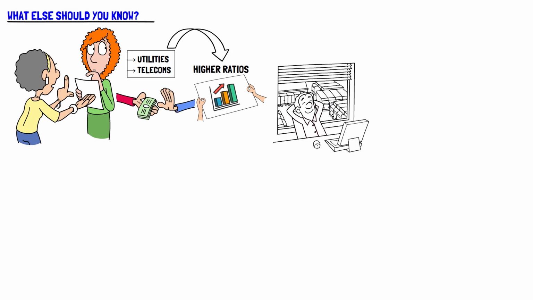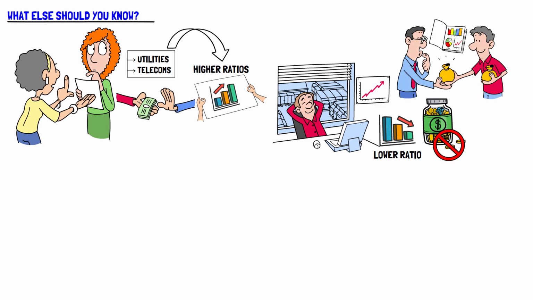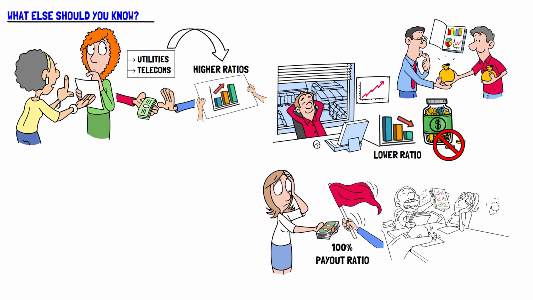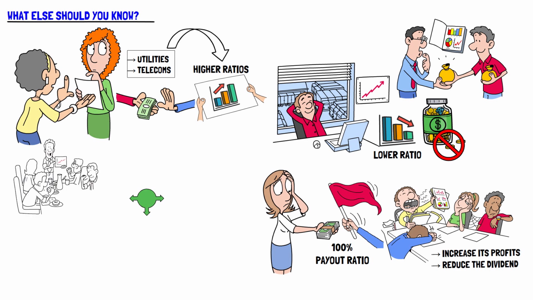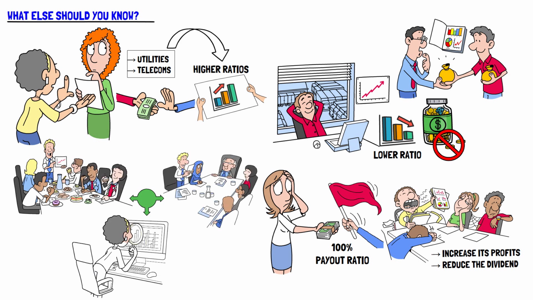Younger, fast-growing companies usually keep the ratio low or even pay no dividends at all, so they can plough profits back into expansion. A ratio above 100% means the company is paying out more than it actually earned, which is usually a red flag because it can't be sustained at that same level for long. Either the company needs to increase its profits or reduce the dividend. Comparing payout ratios across companies in the same industry is often more useful than looking at the number in isolation, because what looks high in one sector may be perfectly normal in another.